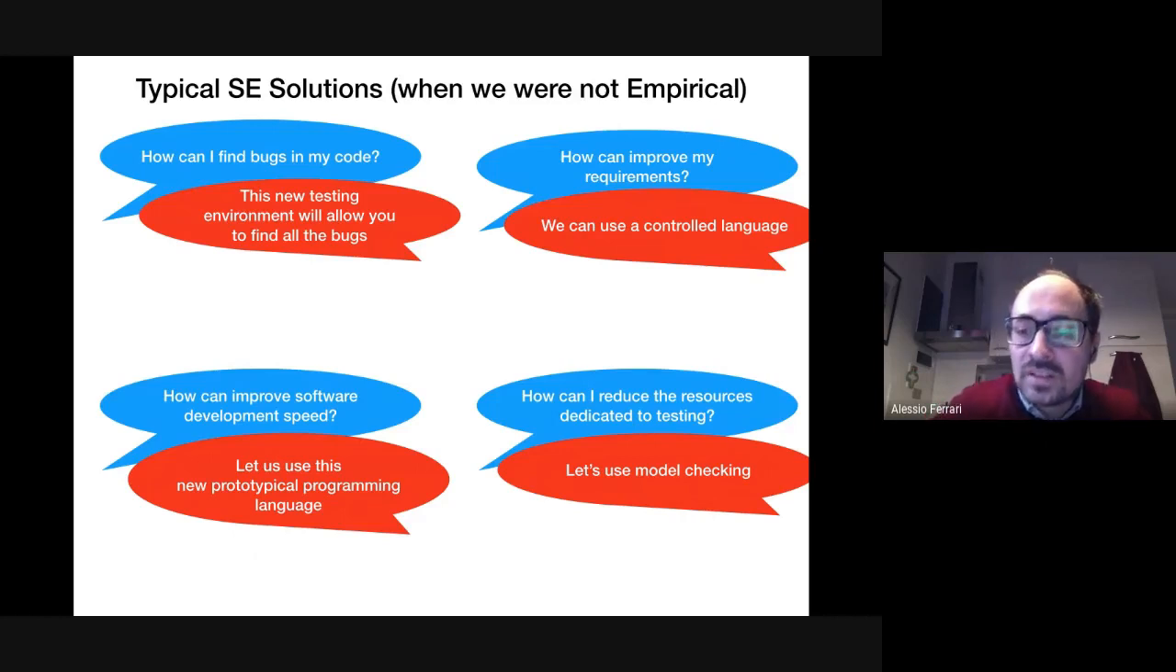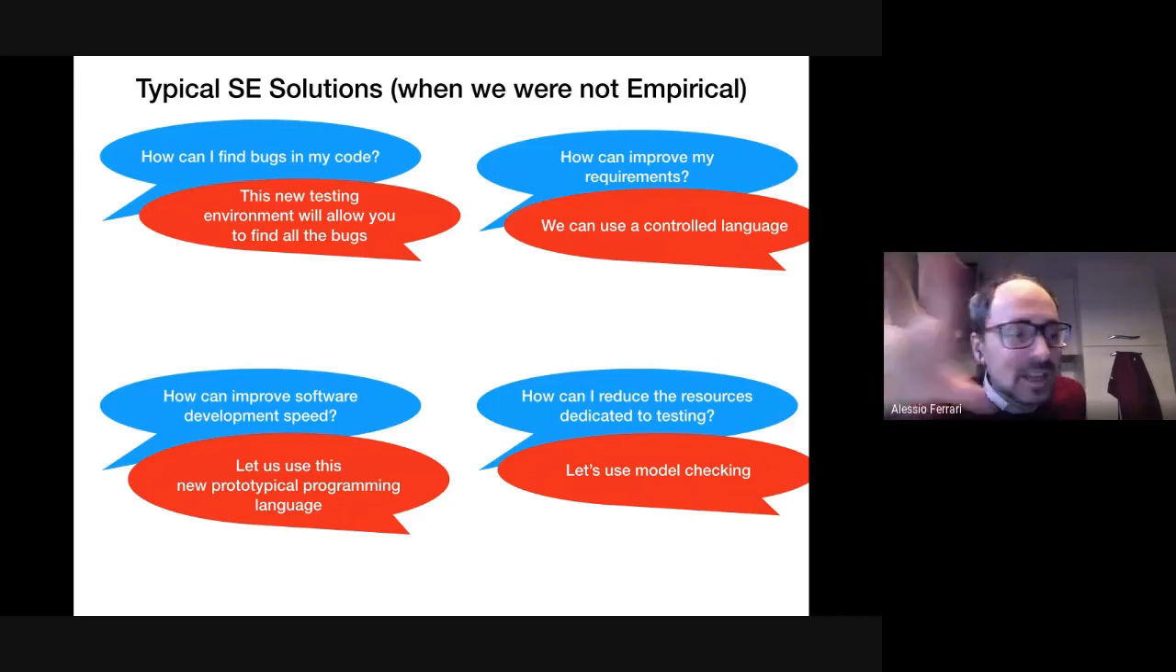How can I reduce the resource dedicated to testing? Let's use model checking. This is a new technique, not new, but it's a technique for replacing testing, basically, or at least this is the general hypothesis, that you can replace testing of the code with exploding the system space and searching for particular states in the graph that represents all the software evolution. So it's a tool-based solution, often, that tries to solve my problem.